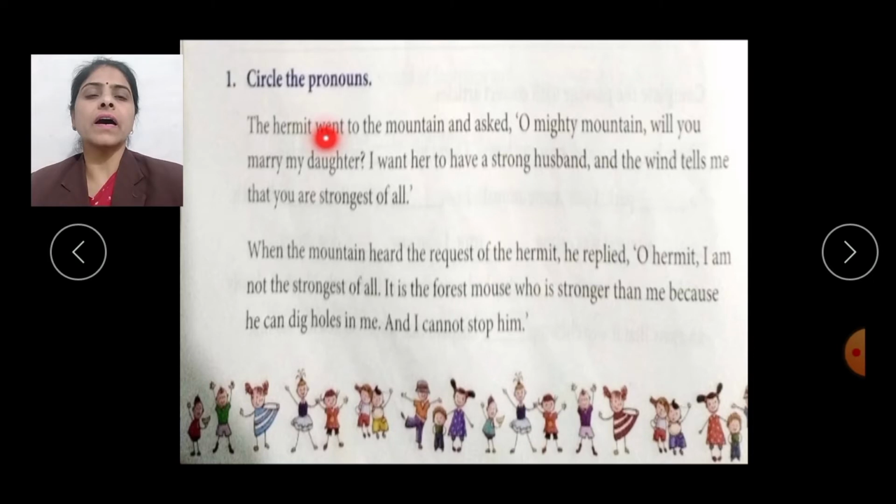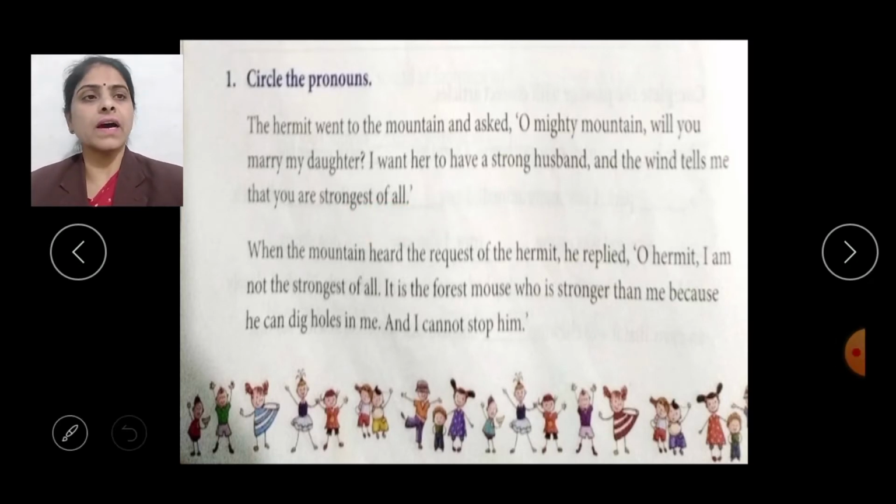Here, the hermit went to the mountain and asked, "O mighty mountain, will you marry my daughter? I want her to have a strong husband, and the wind tells me that you are the strongest of all."